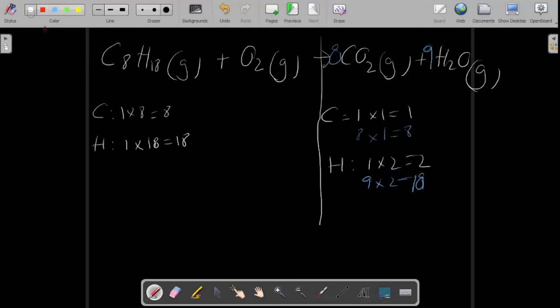Okay, so now we have our oxygen. Oxygen 1 times 2 equals 2. And my oxygen right here, I have it two places, okay? I have the 8 times 2 equals 16. And I also have it here. So my 9 times 1 equals 9. Well, I already see that it's not gonna work. Let's add them up for a minute.